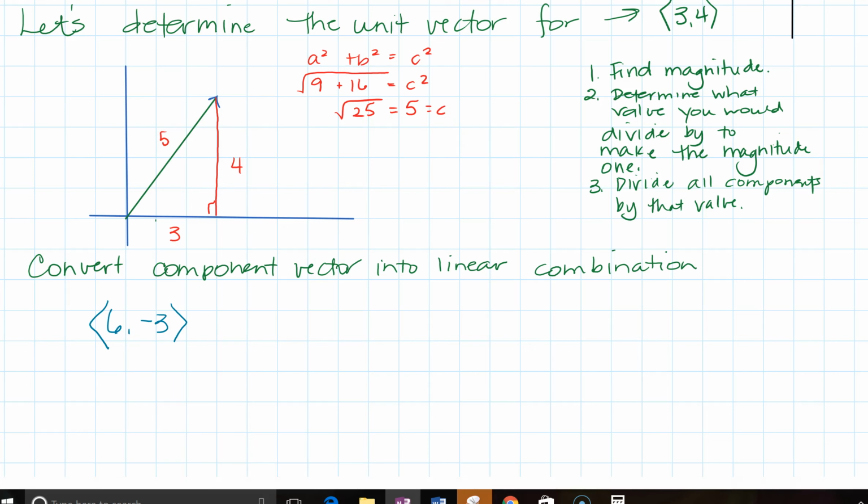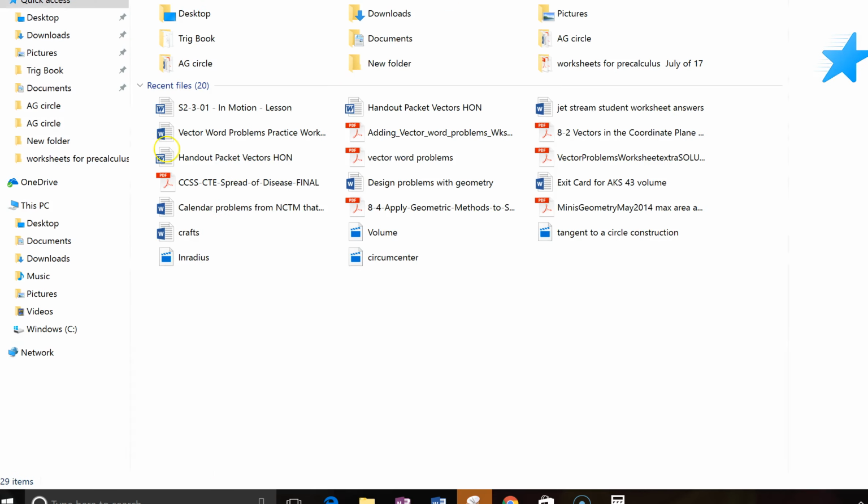Now here's the deal. They want the unit vector. They want to know if the magnitude was only 1, like this portion of it, from here to here, I'm just kind of guesstimating right there. They just want that portion of it. If the magnitude is 1, what would the corresponding value be on the horizontal and on the vertical? Super simple. Think about it algebraically. I don't want that to be 5. I want that to be 1.